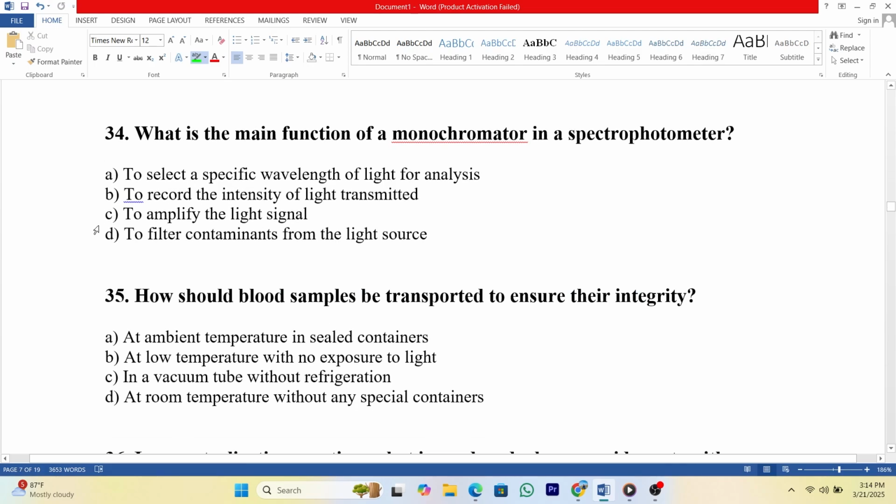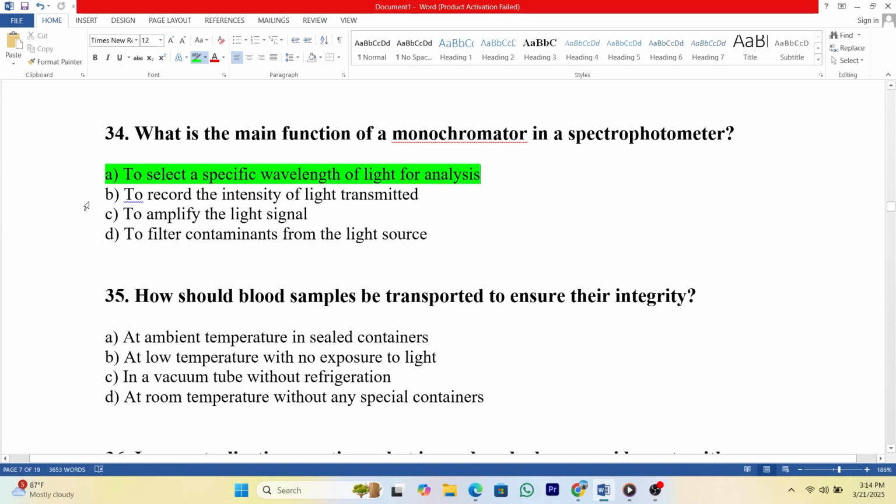34. What is the main function of a monochromator in a spectrophotometer? A. To select a specific wavelength of light for analysis. B. To record the intensity of light transmitted. C. To amplify the light signal. D. To filter contaminants from the light source. Answer, A. To select a specific wavelength of light for analysis.